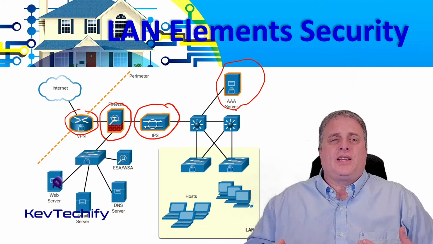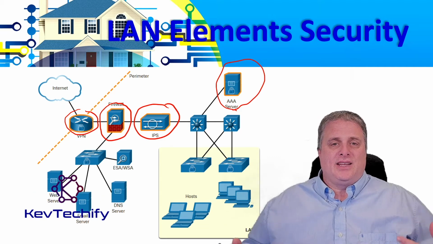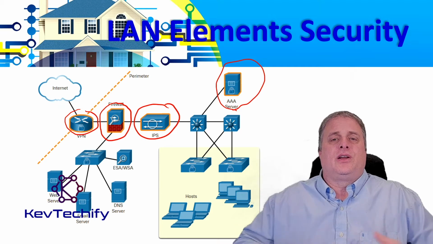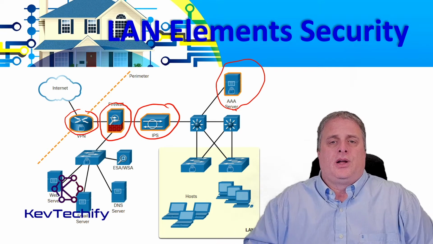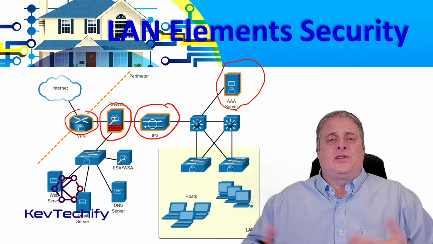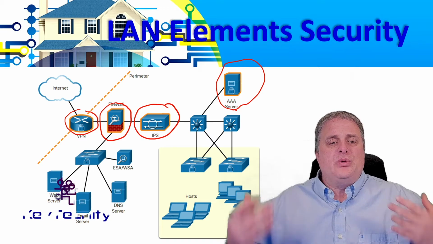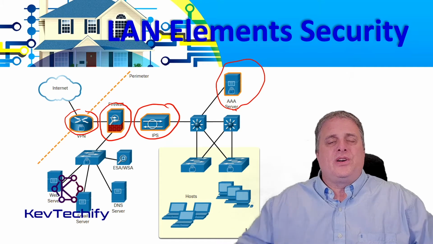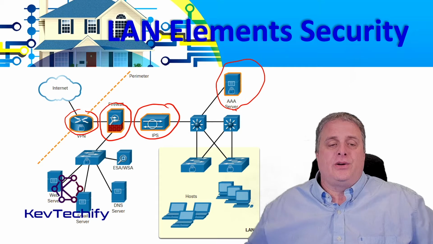Because many attacks originate from inside the network, securing your internal LAN is just as important as securing the outside network perimeter. Now, there are two internal LAN elements that you need to secure. The first one is the endpoints. This is where data ends. You can think of this as your servers. You can think of this as your end users.